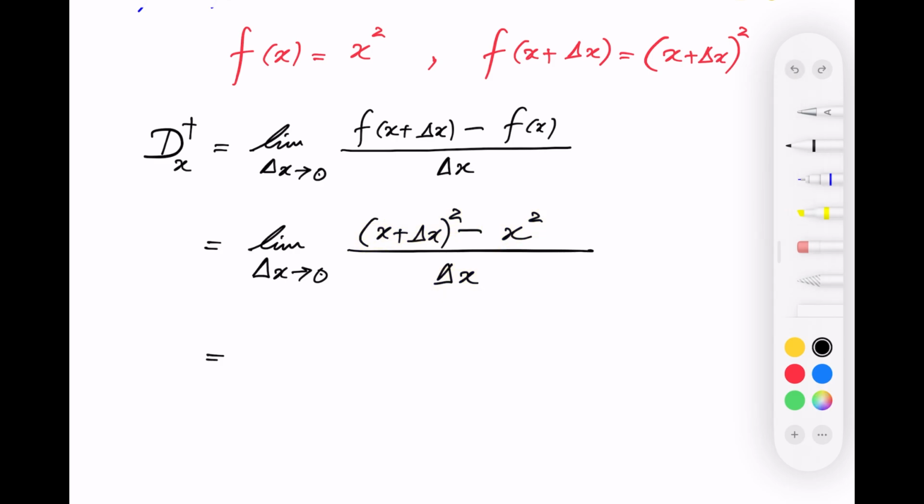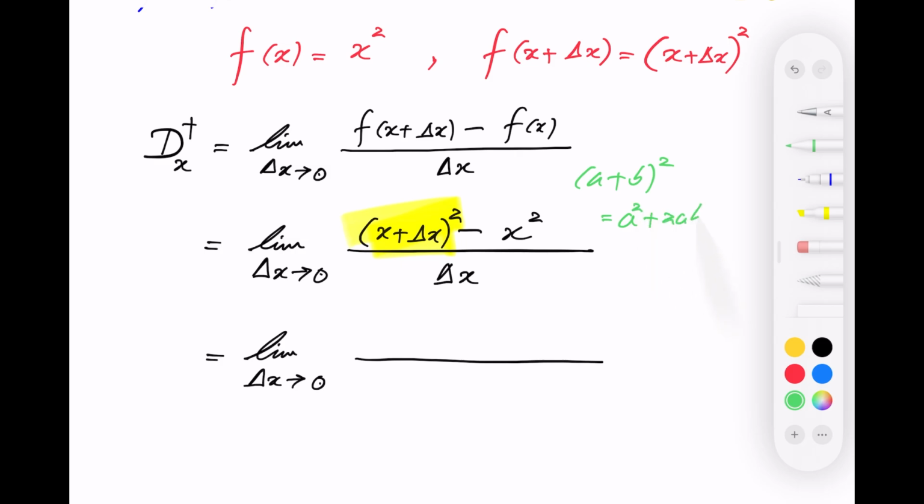When I do some further simplifications, this is the limit as delta x approaches 0. On the numerator, how do you simplify this part, x plus delta x, everything squared? You need to expand that. You can easily expand it if you still remember the college algebra result. If you have to expand a plus b, everything squared, this should be equal to a squared plus 2ab plus b squared. I'm going to use that result and expand that x plus delta x, everything squared.